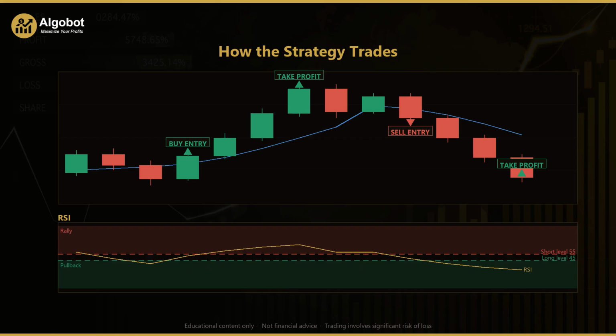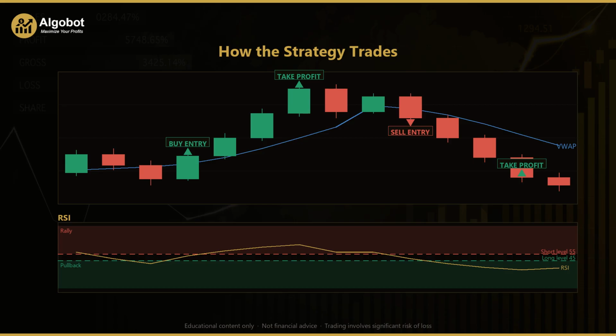Again, the EA waits. A bounce by itself is not a signal. The short signal arrives on the next bar. Price turns back down and closes below the falling VWAP, and RSI crosses back down through 55, telling us the rally has faded and sellers are resuming control. That's where the sell entry marker prints.